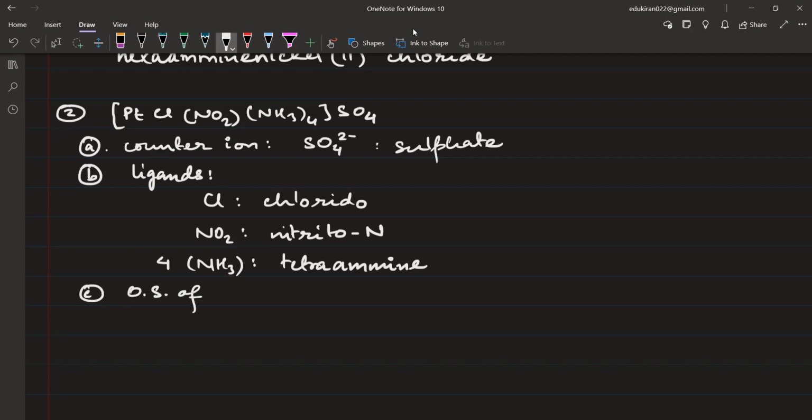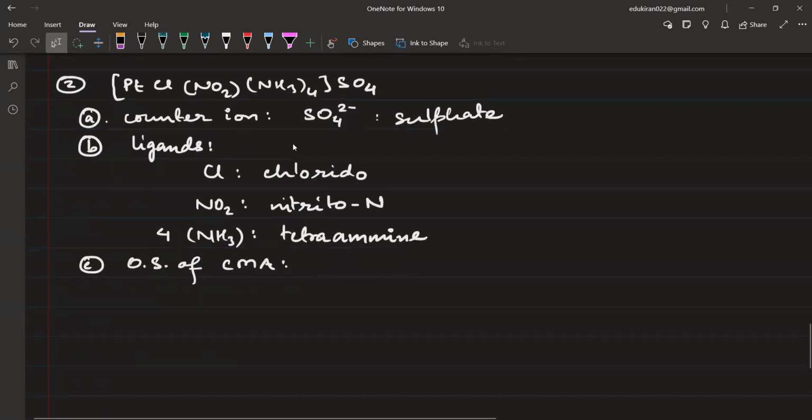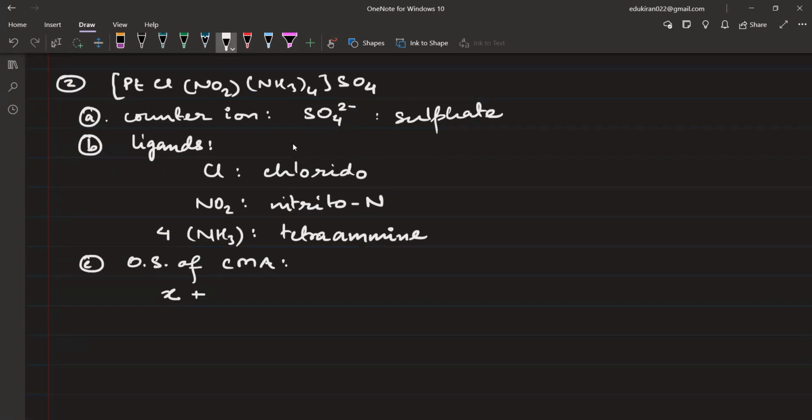Now, C part is oxidation state of central metal atom. Now, for platinum, what should I write down? What is the oxidation state of platinum? What did I write for nickel here? हाँ, X. ठीक है, उसका नहीं पता, उसका निकालना है, तो it will be X plus. What about Cl? What will be the charge on Cl? What will be the charge on NO2? And then you have 4 ammonia. What will be the charge on ammonia? And then you have SO4. So what will be the charge on SO4? Which will be equal to 0.